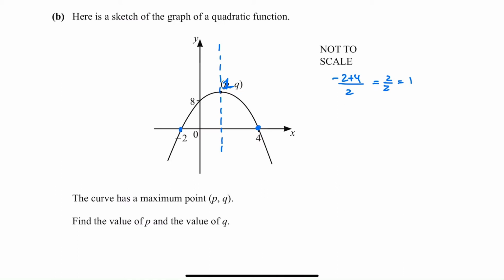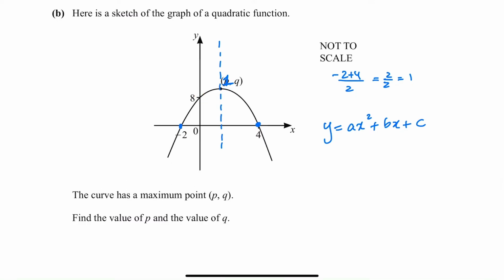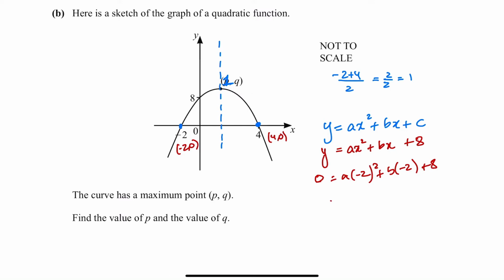I'm going to try to find out q, but what I realize is that I don't have the equation of this graph. So I write down the standard equation of a quadratic function, y = ax² + bx + c. Now if I notice, c is 8, and I have 2 points to help me find out a and b. This is (-2, 0) and this is (4, 0). So I insert those 2 points. I say that 0 = a(-2)² + b(-2) + 8. That gives me 4a minus 2b equals minus 8.